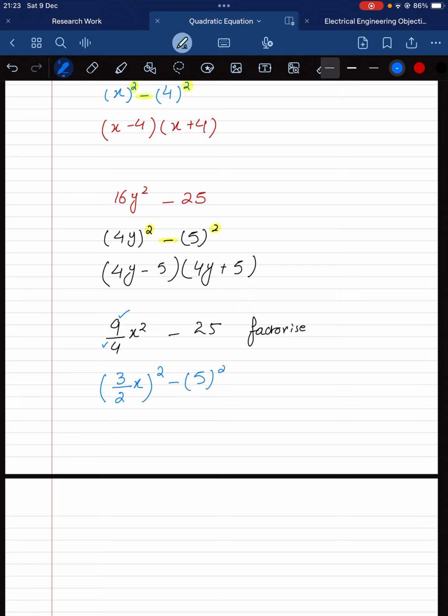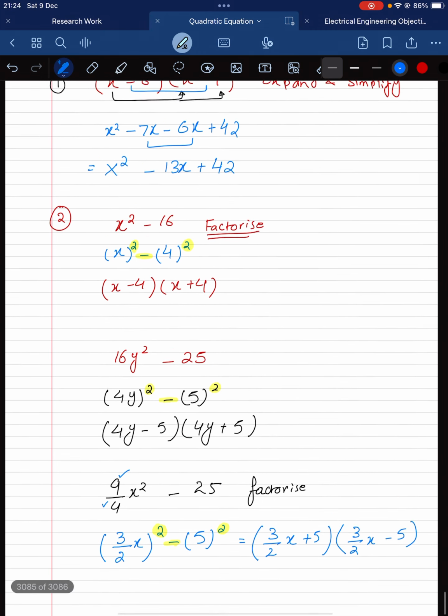Now again it's fulfilling our requirement. Both numbers are in the form of a square and they have minus between them. So this is the simple rule. You can write it one time as positive and one time as negative. It doesn't matter if you write the positive first and the negative second, both have the same meaning. Okay, so this is the answer.